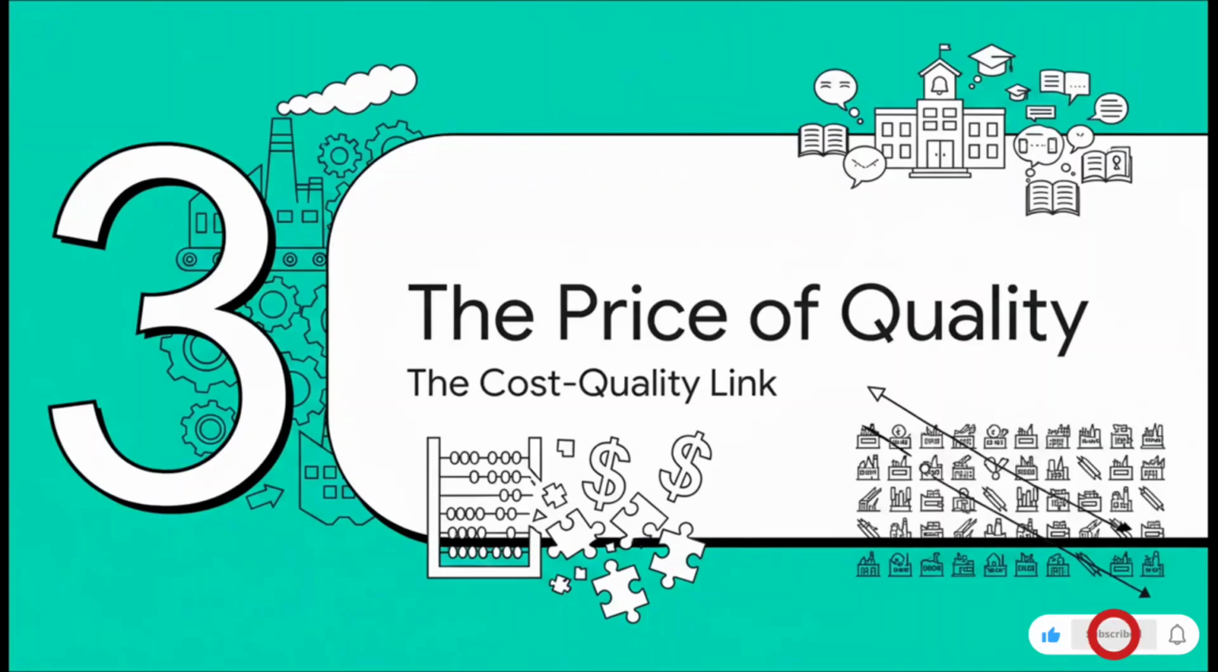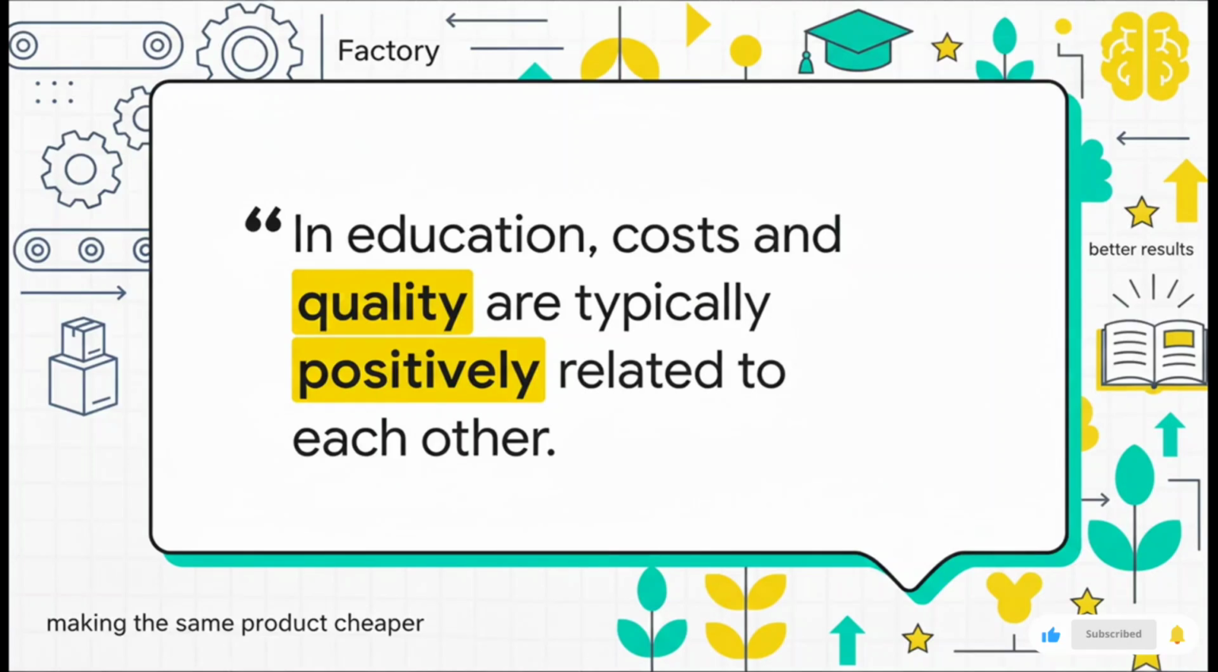Now for the second major problem, and this one completely flips that factory logic upside down. It shows us why, in education, cheaper almost never means better. It really boils down to this. In the world of education, costs and quality are usually positively related. That's the opposite of a factory, where cheaper is a win. Here, spending more money often leads directly to a better result.